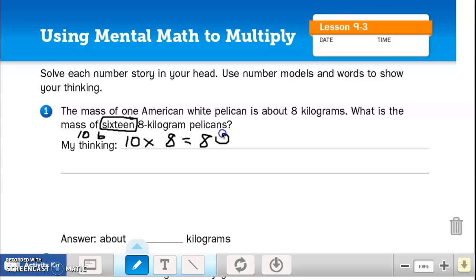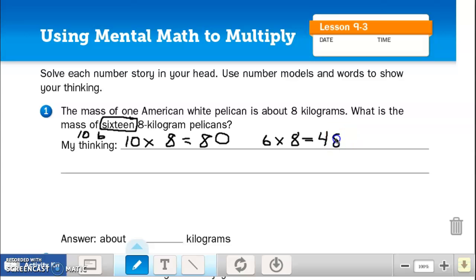Okay? And then I'm going to think 6 times 8, because I broke apart 16 into 10 and 6. So now I'm going 10 times 8 and 6 times 8. I'm multiplying both of them by 8. So 6 times 8: 6 times 8, 5 times 8 is 40, and 40 plus 8 is 48. So 6 times 8 is 48.